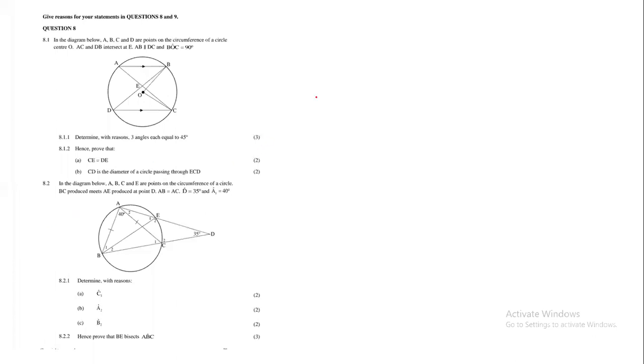Now, question number 8. It says to us, give reasons for your statement in question number 8 and question number 9. So 8.1, it says to us, in the diagram below, A, B, C, and D are points on the circumference of a circle, center O. AC and DB intersect at E. AB is parallel to DC. It's also indicated on the diagram. B angle OC is equal to 90 degrees. Basically, they are talking about this angle, that B angle OC is equal to 90 degrees.